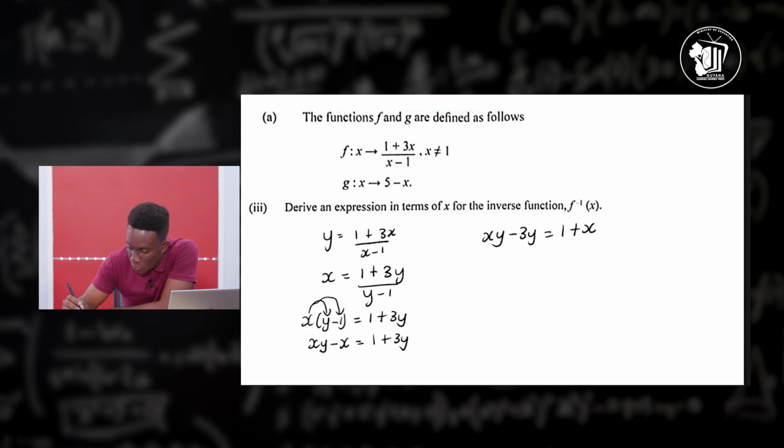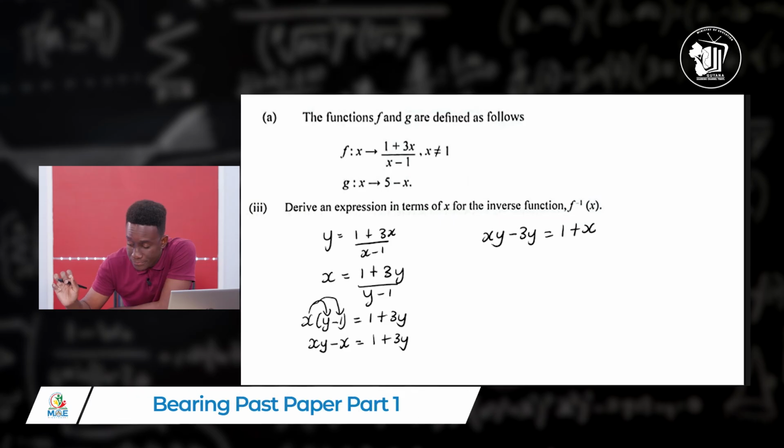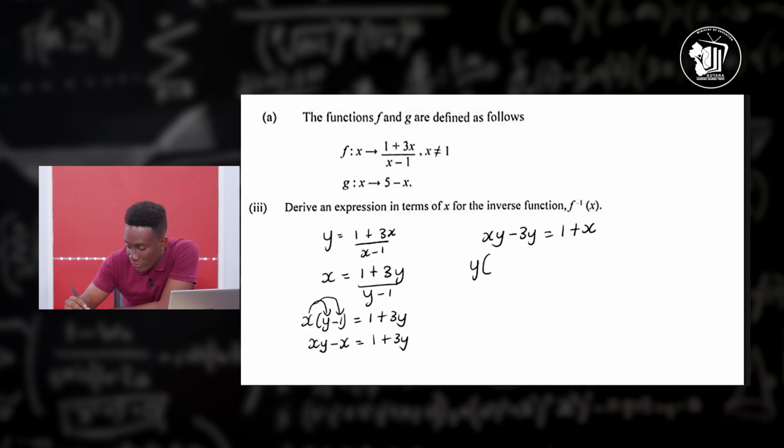So now the aim is to make y the subject of the formula. So we have two y's and we cannot add them because they're not like terms. So we factor out the y. We factor the y from here, we're left with x. Minus, we factor the y from here, we're left with minus 3, is equal to 1 plus x. Hence, y will be equal to 1 plus x, all divided by x minus 3.